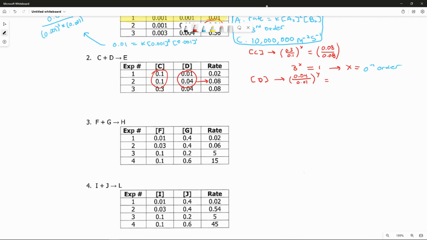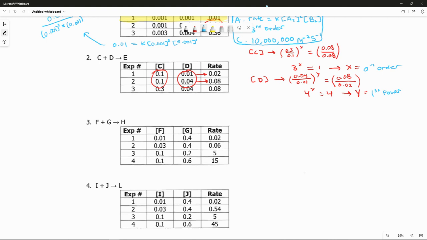0.04 corresponds with 0.08, and 0.01 corresponds with 0.02. So since 0.04 is on top right here, we're going to put the corresponding value, 0.08, on top. And for 0.01, it corresponds with 0.02, so we put that on the bottom. And all we do is plug this into the calculator. So we get 4 to the y this time equals 4. And therefore we know that y equals the first power.